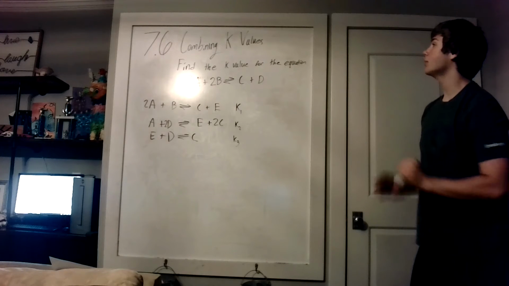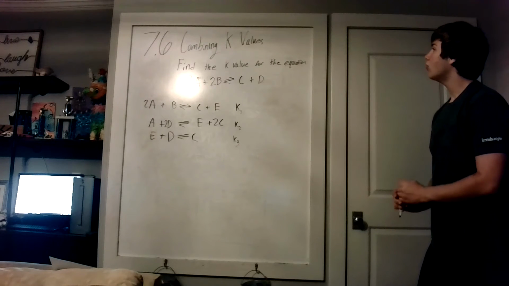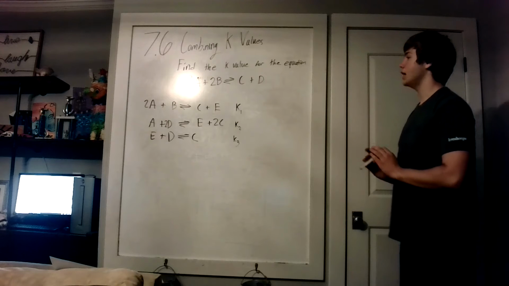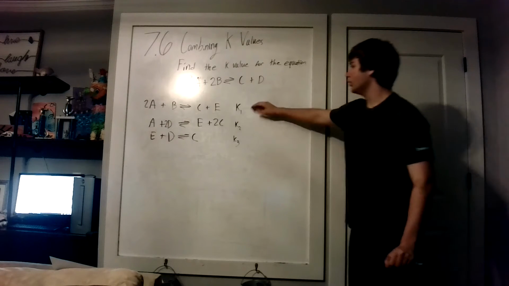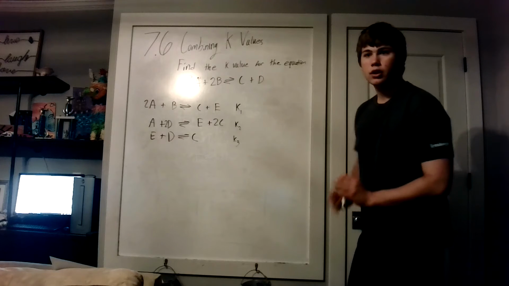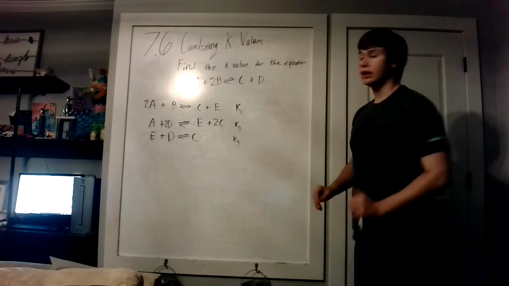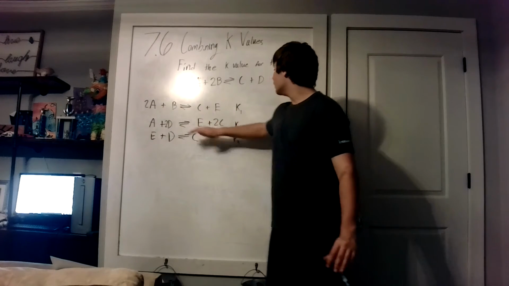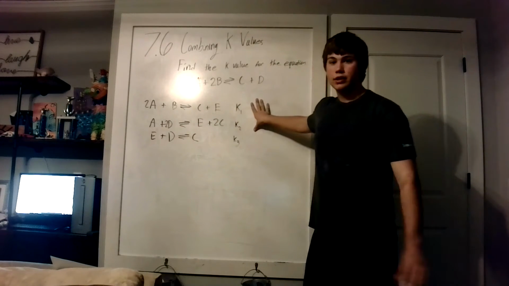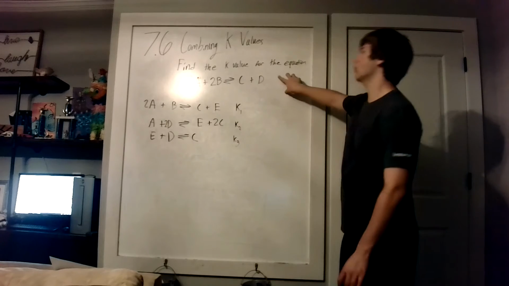This is Tommy, and today we're talking about combining k-values. Find the k-value for the equation 3a plus 2b yields c plus d, and we're given various different equations to figure it out. So what we have to do is something akin to Hess's law, where we have to manipulate these and find out the k-values that we need to combine in order to find our overall k-value.